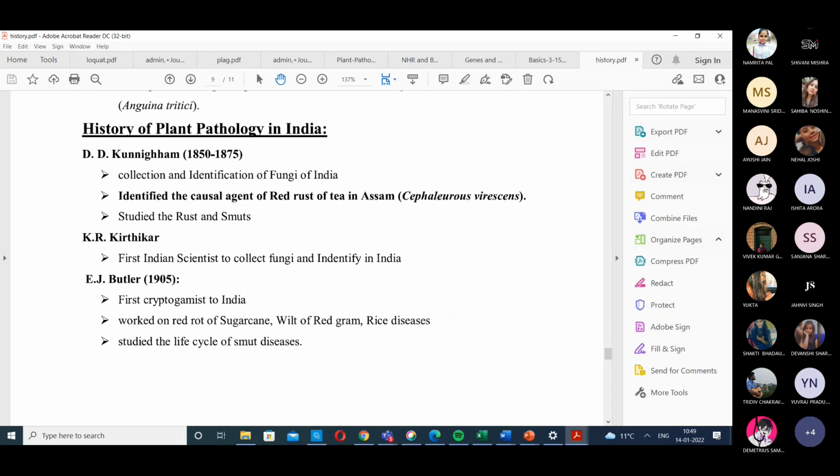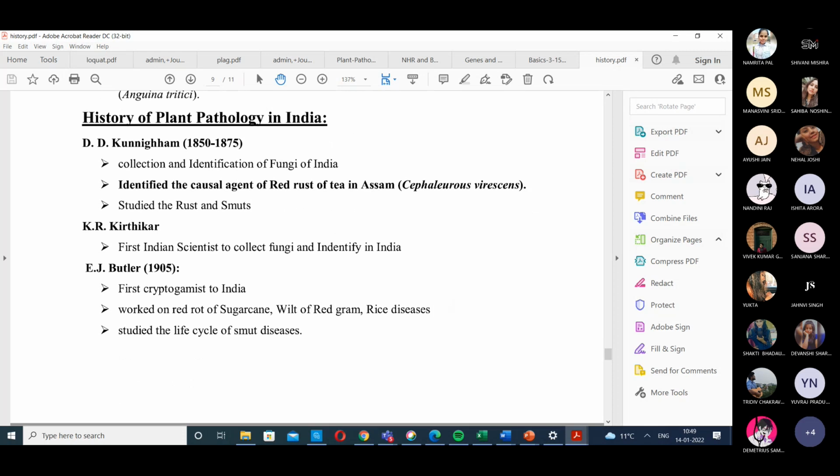Then the history of plant pathology in India. So D.D. Cunningham collected and identified fungi of India from 1850 to 1875. He also identified the causal agent of red rust of tea in Assam. He studied rusts and smut. Then K.R. Kirtikar was the first Indian to collect fungi and identify them in India.